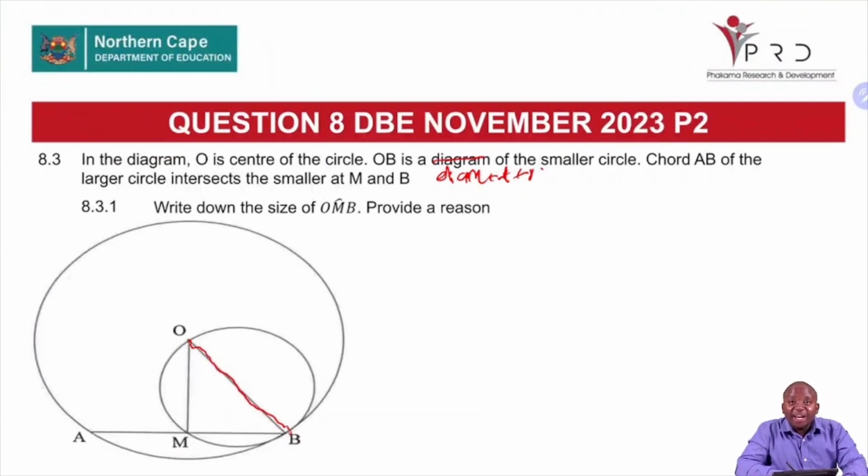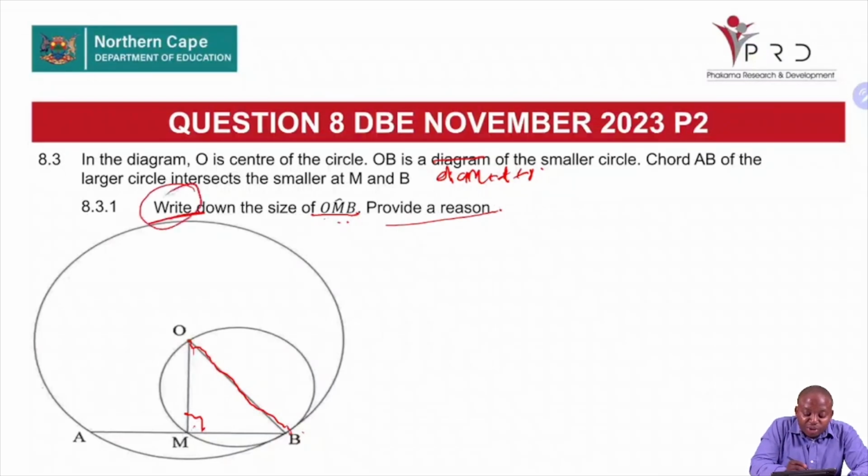Already, the moment we have a diameter in this case, we can think of the theorem that says angles in the semicircle. We already can see that this is supposed to be 90 because this OB extends the angle M at that point there. Should AB of the larger circle intersect the smaller circle at M and B, write down the size of OMB. Provide a reason. They even said write down, so there's no need for us to calculate. We can see that OMB, which is this angle, is actually 90 degrees.